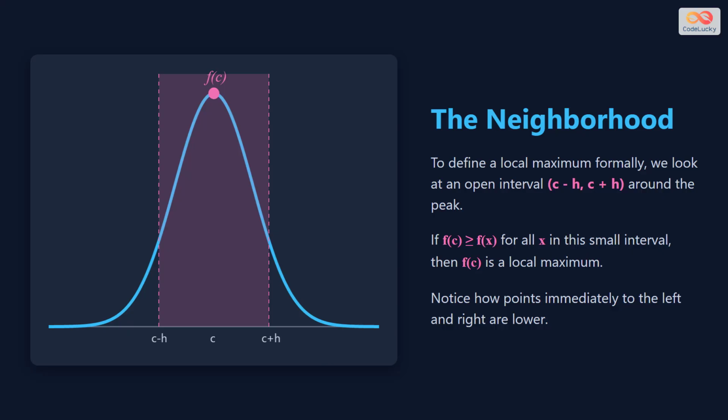To be mathematically precise, we look at a small interval, or neighborhood, around a specific point C. If the value of the function at C is greater than or equal to the value at any other x in this small neighborhood, then we call that point a local maximum. Notice on the graph how the points to the immediate left and right are lower than the peak.